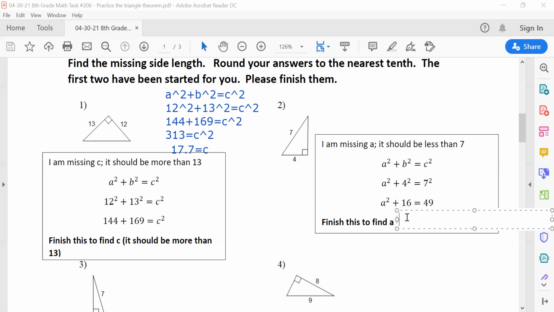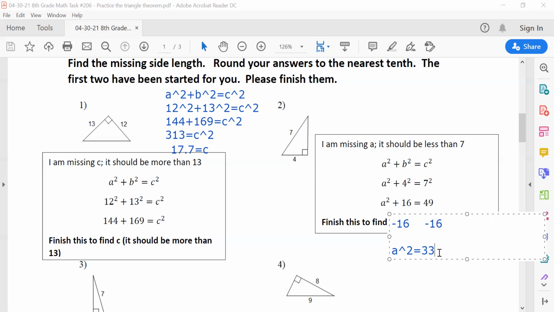I'm going to have to subtract 16 from both sides, just like if I was solving a normal equation. Once that's done, I know I have A squared equals whatever 49 minus 16 is, which is 33. Again, a lot of people would stop there and say, oh, that's 33. But look at that. If that's 4 and that's 7, there's no way that's 33. You still have to do what? You have to take the square root.